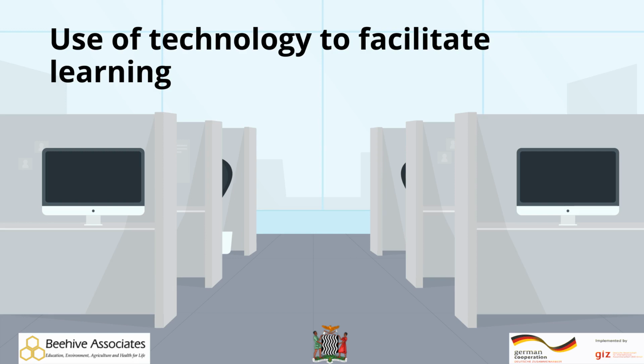Technology has revolutionized the way we learn and access information. It has made learning more engaging, interactive, and accessible to students of all ages and backgrounds. Here are some of the ways technology is used. Online learning platforms provide access to a wide range of courses and educational materials. These platforms allow students to learn at their own pace and convenience from anywhere in the world.